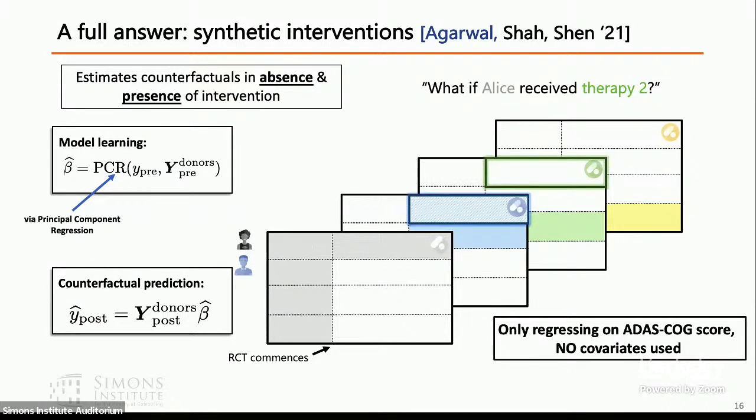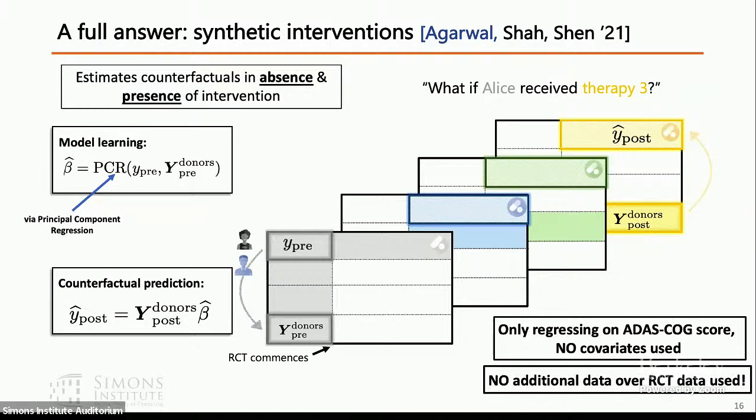Suppose I want to know what happens to Alice under therapy 2. You do the same thing, except now you change the donor group. Now you regress based on the outcomes of the patients who are going to receive therapy 2. You can repeat this process. For example, what happens to Alice in therapy 3? Look at the pre-intervention outcomes of the people who got therapy 3, and so on and so forth. So given this, you can fill out the entire right-hand side of this tensor by iterating between every patient and treatment. And note that no data beyond the original RCT is being used. No additional experiment is being run.